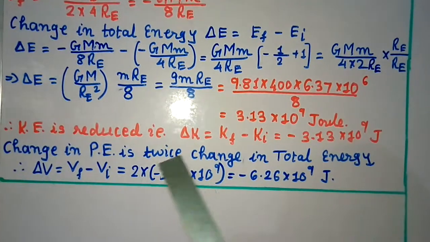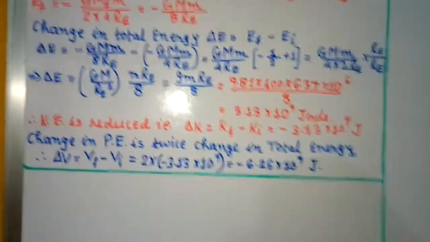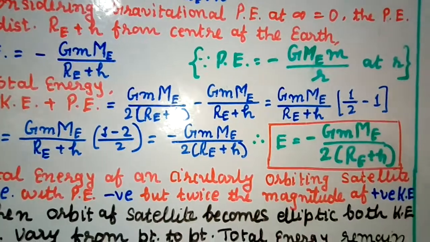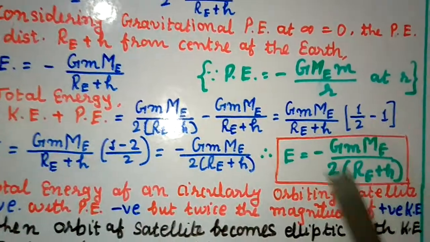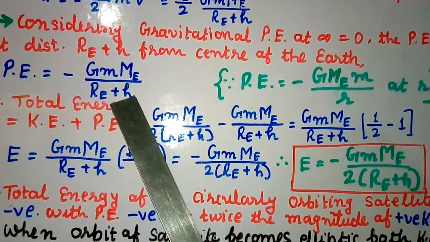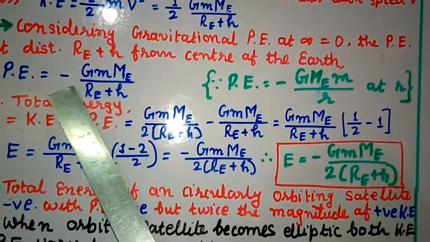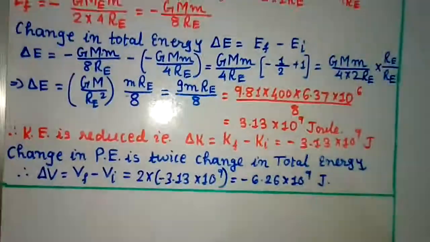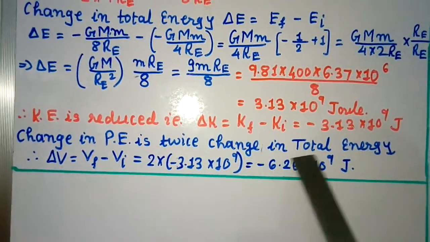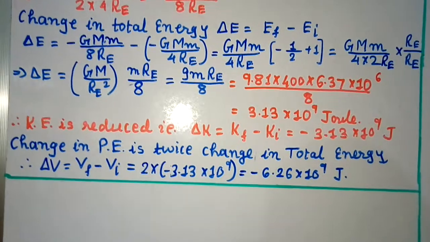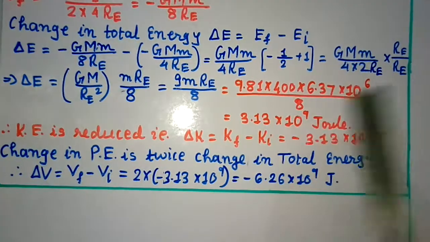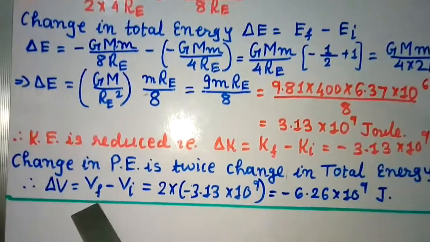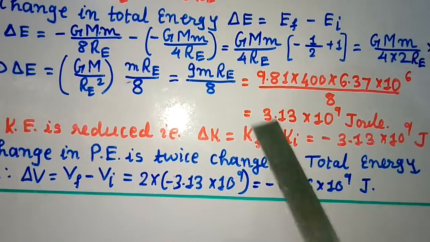And the change in potential energy is twice the change in total energy, right? So you can see E is minus GMMe by 2 times Re plus H. We derived this, and the potential energy is double of this, right? So it is minus GMMe by Re plus H. If you multiply this by 2, you get this value. Okay, so we say that potential energy is twice the total energy. That is what I have written. The change in potential energy is twice the change in total energy. So I multiply the change in total energy by 2 to get the potential energy. So the change in potential energy, delta V equal to Vf minus Vi, equals 2 times the change in total energy.